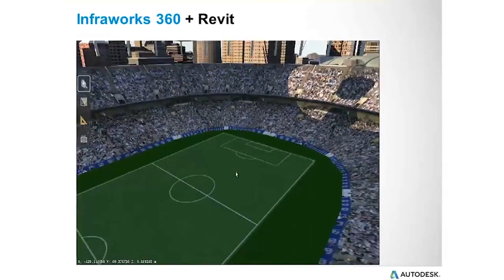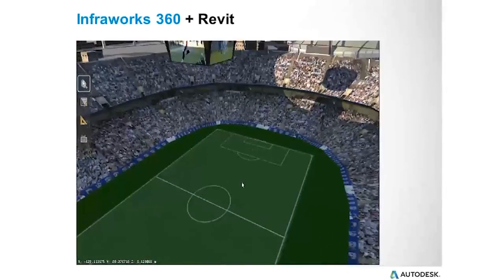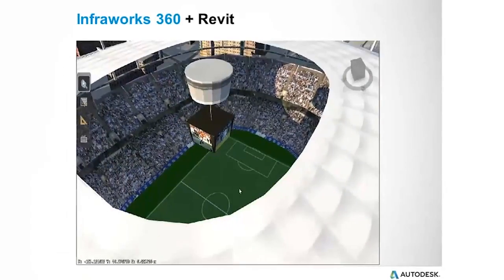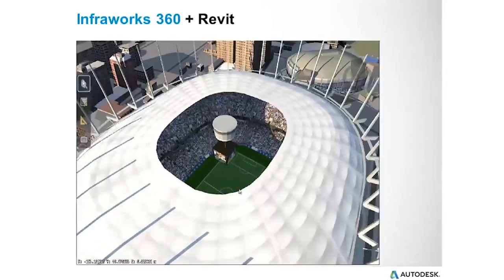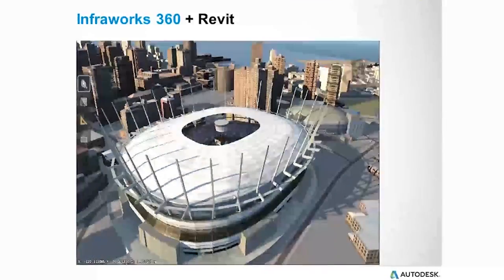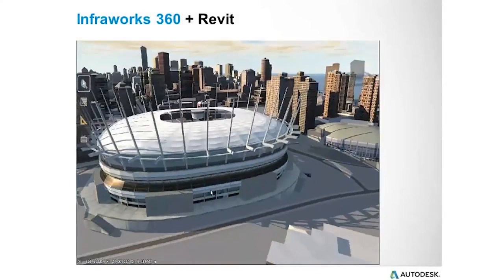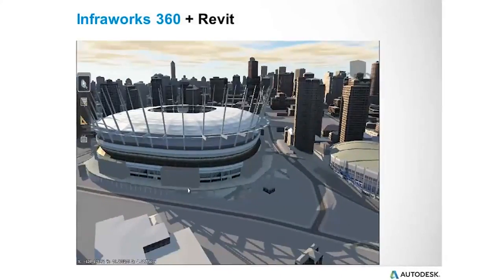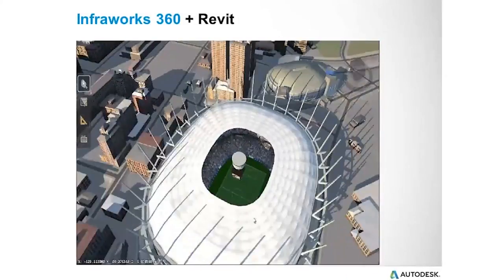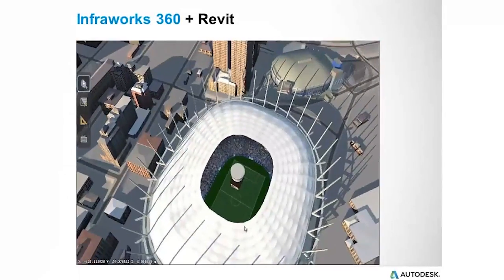So this is also using InfraWorks 360, but it's showing putting a Revit model of a stadium in the actual location where the stadium is going to go. Very clear to all the stakeholders. Everybody knows what it's supposed to look like. And you can see exactly what it's going to look like in the neighborhood. So take a look at InfraWorks 360.